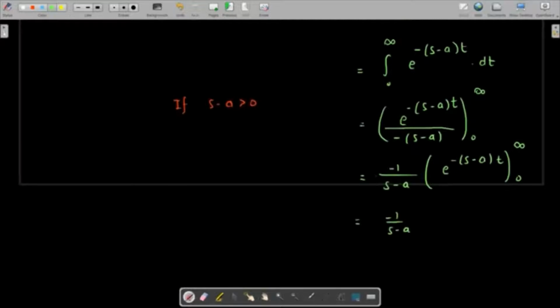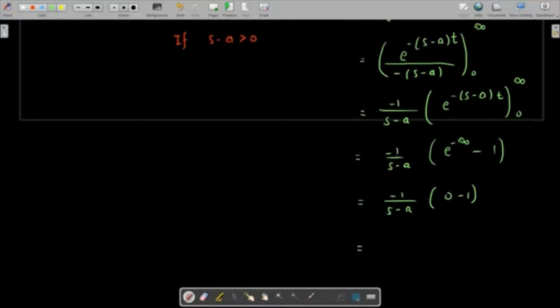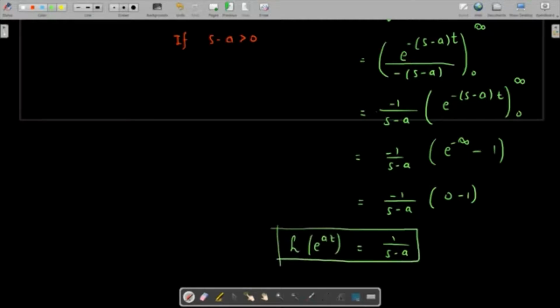So keeping in mind that s minus a is positive, the upper limit is going to be e raised to minus infinity, and the lower limit is e raised to 0, which is 1. So this is going to be negative 1 over s minus a, times 0 minus 1, because e raised to minus infinity is 0, and that's going to be 1 over s minus a. So this is the Laplace transformation of e raised to at. Again, something which is recommended to learn.